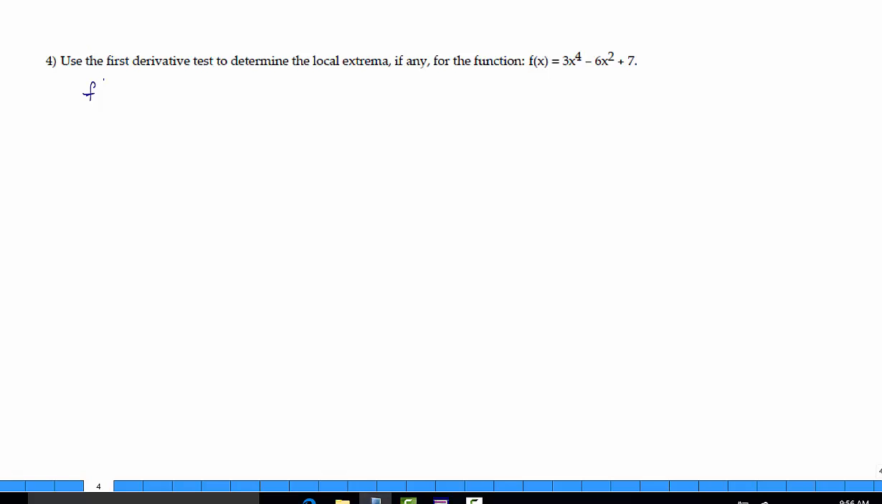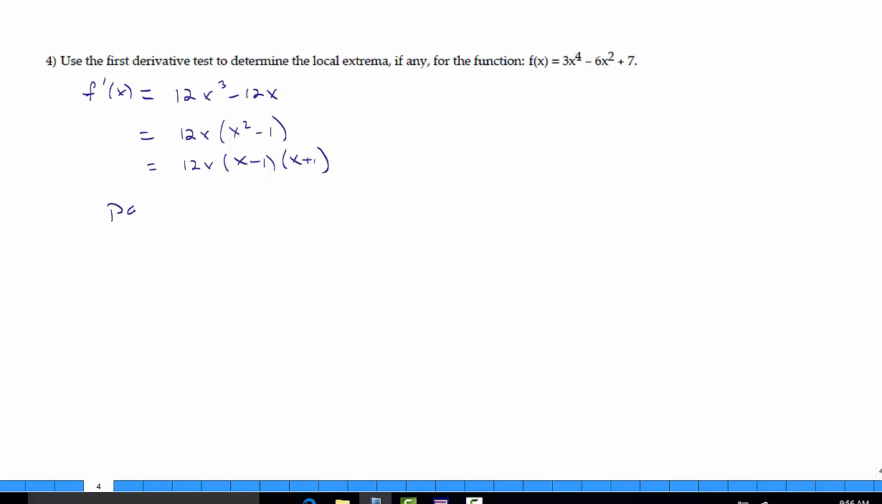So we have f prime of x. It's going to be 12x to the 3rd minus 12x. Now I need to know where this is equal to 0 or undefined. Those will give me my partition numbers. It's a nice polynomial, so it's not going to be undefined anywhere. I can find where it's zero by factoring. So I'm going to take out the 12x, and this leaves me with x squared minus 1. Then I will factor even further: x minus 1, x plus 1.